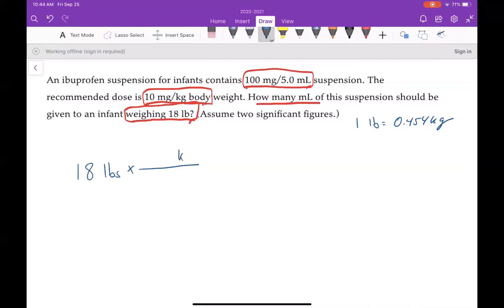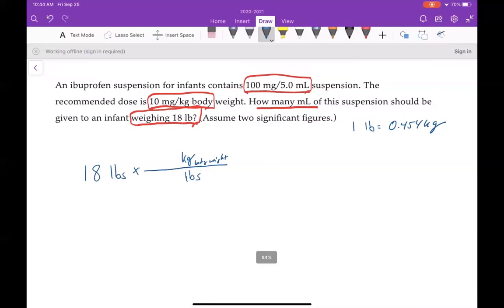And then I'm going to turn that into kilograms of body weight. Now I'm writing body weight in here because we have grams of body weight, but we also have grams of the drug. And I want to make sure we're being careful about which one we have. So I'm going to say that in 1 pound, there's that many kilograms of body weight. So now I'm in kilograms of body weight.